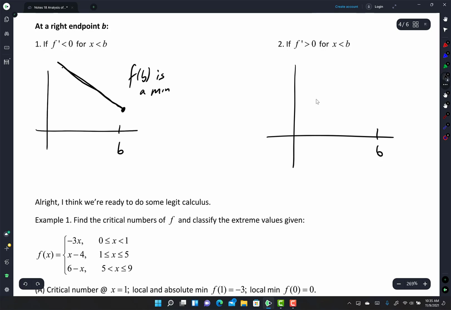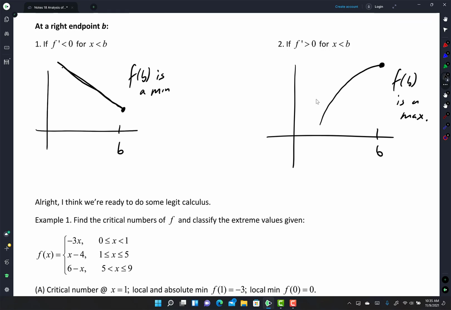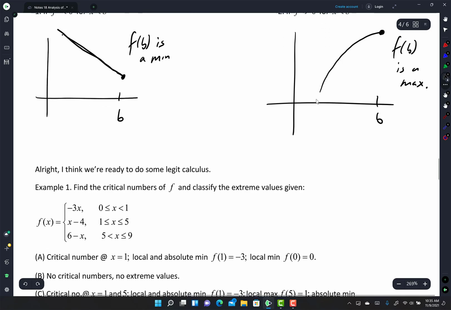For all values smaller than b, the derivative is positive. I'm going to do an increasing function with a decreasing rate of change, if that makes sense to you guys. My tangents are getting closer and closer to 0 there. So there it is. This is f of b is a max. How do we feel? Do we feel pretty good? Can we still take some more, or?